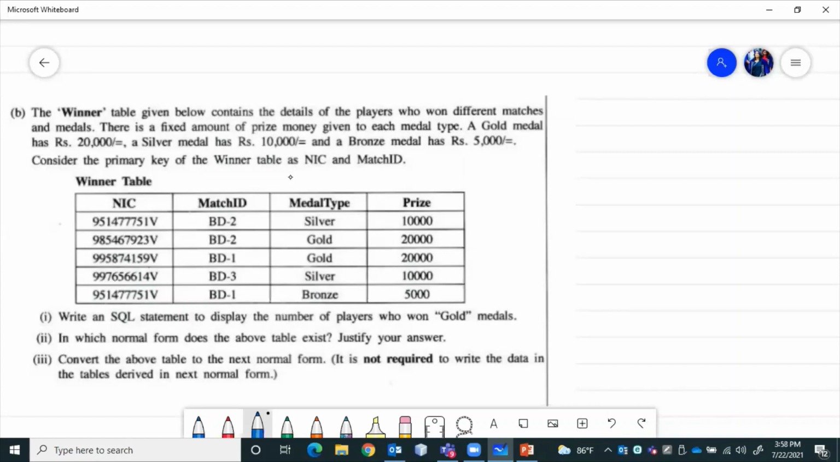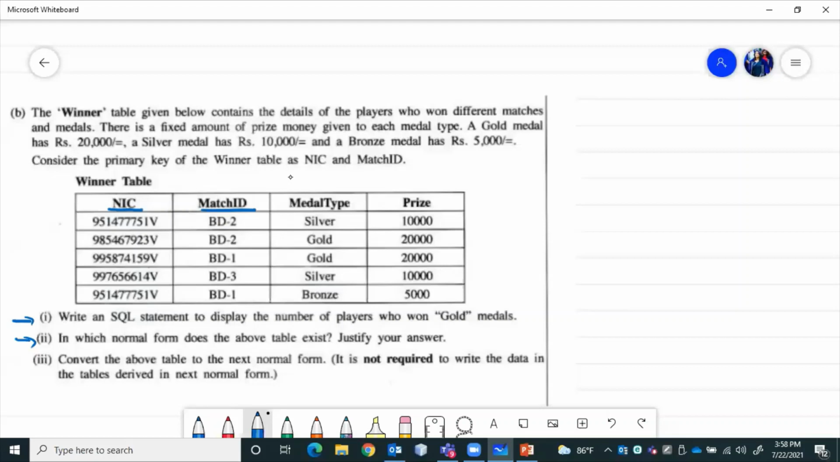Consider the primary key of the winner table is the NIC and the match ID. So here you need to underline NIC and match ID as the primary key. Then the question: write an SQL statement to display the number of players who won a gold medal. I'm not going to talk about this question. Let's see the second question.